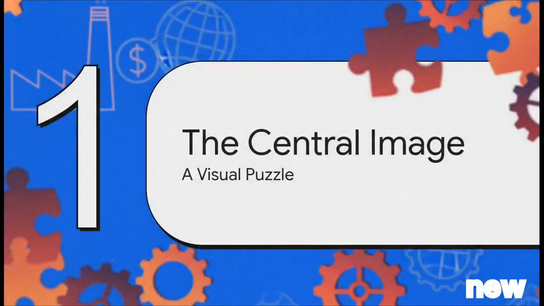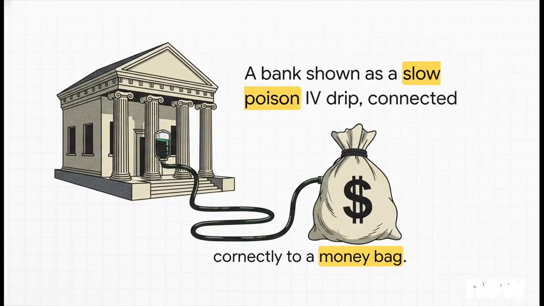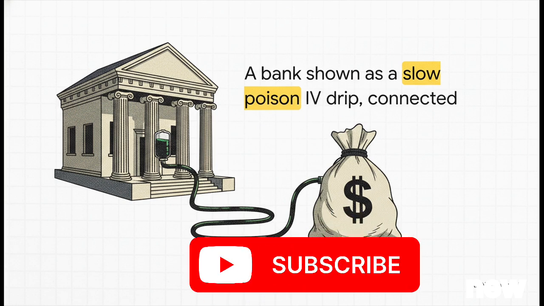Okay, so first things first, we have to get a handle on what we're actually looking at. Let's dig into this central image, the visual puzzle at the heart of this whole thing. So here it is, the main image. You've got this very classic looking bank, the kind with pillars that's supposed to scream stability, but it's been totally transformed. There's an IV drip line, something you'd see in a hospital, right, for healing, and it's hooked up directly from the bank to a bag of money. Right away, you just get this feeling of unease. Something is just not right here.